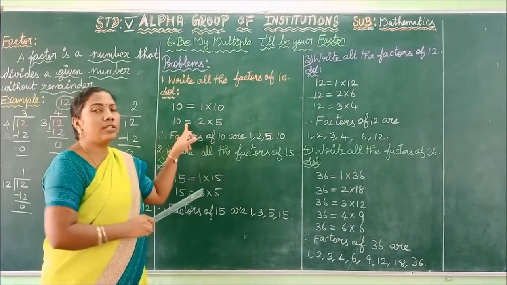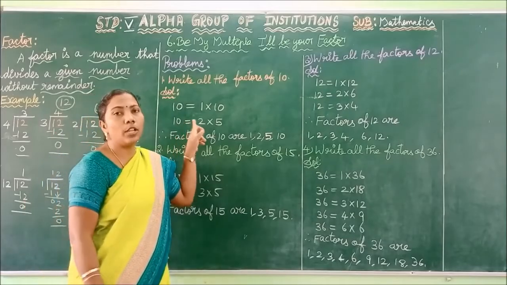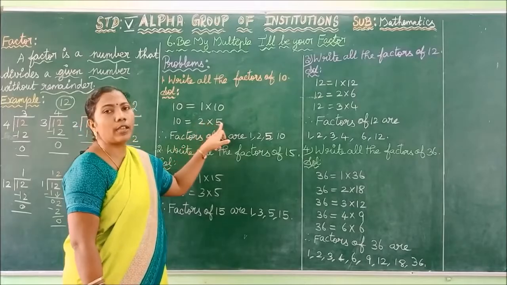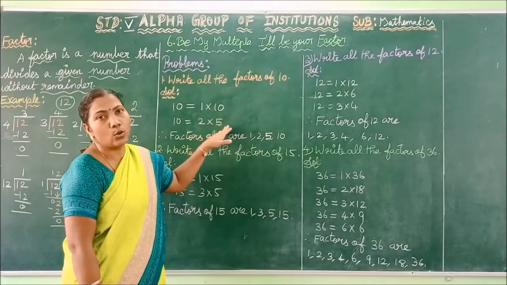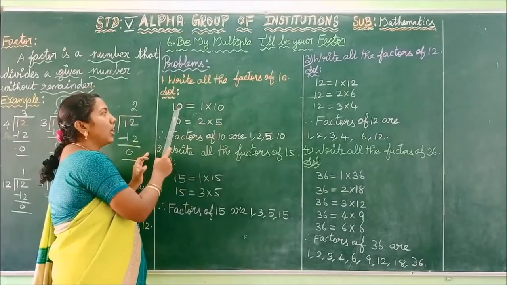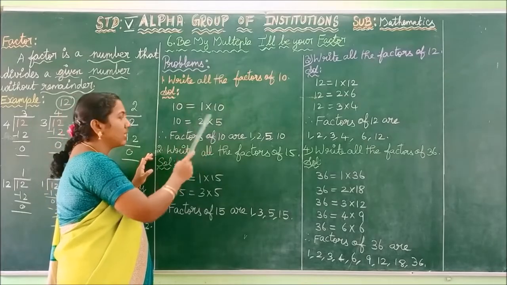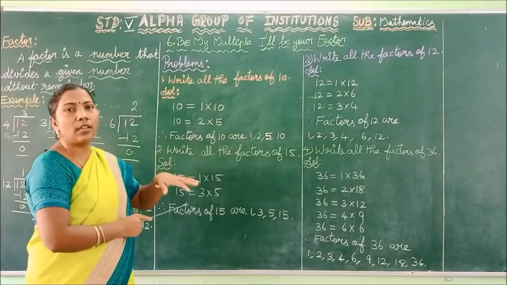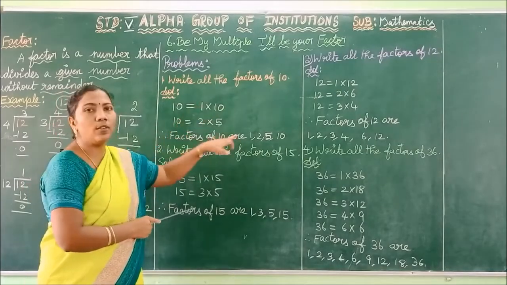10 equal to, in which table will the 10 come? In the 2 table as well as in the 5 table. So here we are writing 2 into 5. Here you can write 5 into 2 also. Thus we can write 10 equal to 1 into 10 as well as 10 equal to 2 into 5. There are no other ways to write 10 as the multiple of some other number.